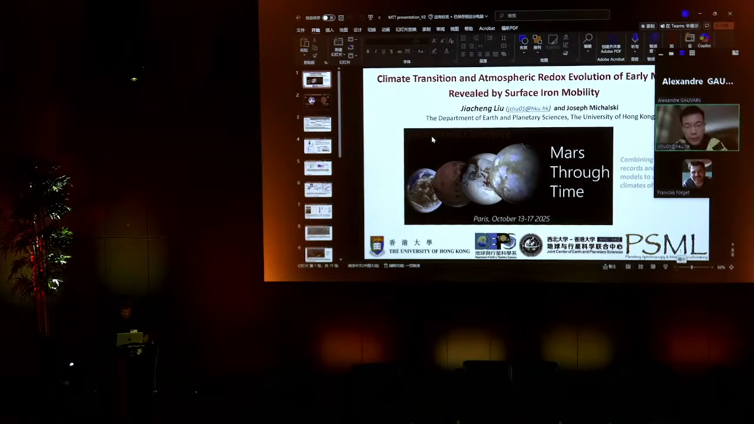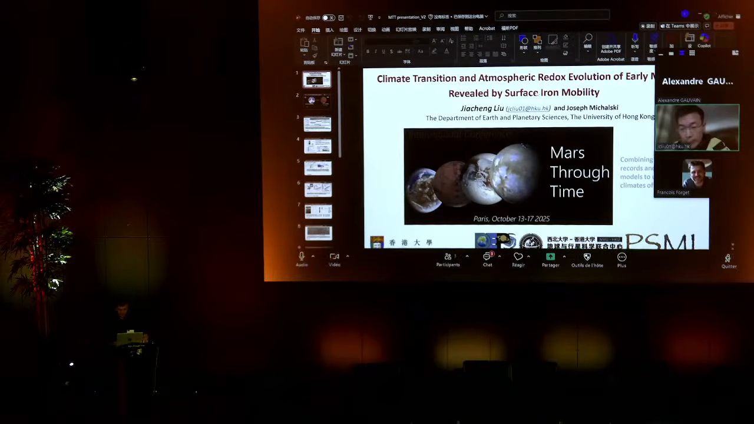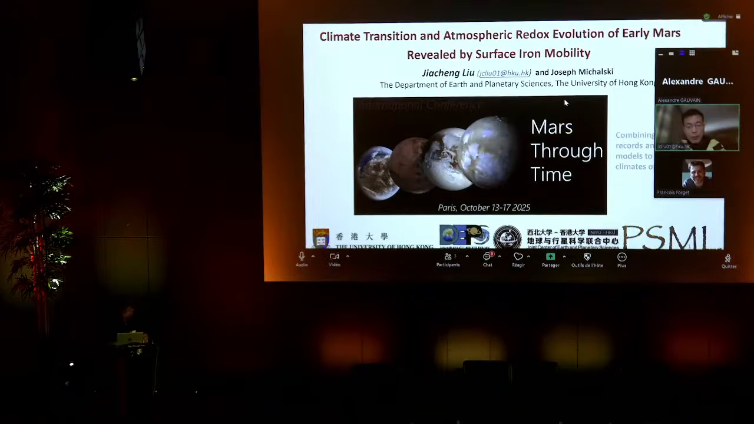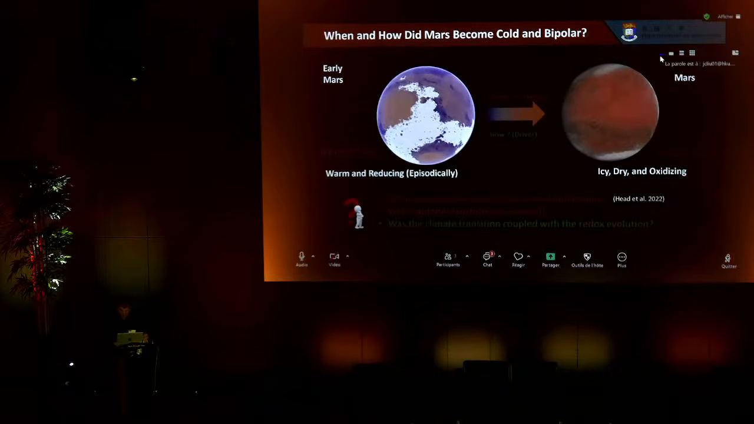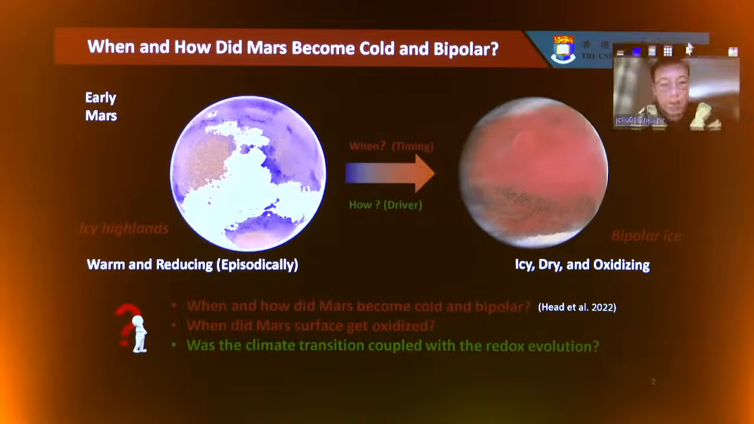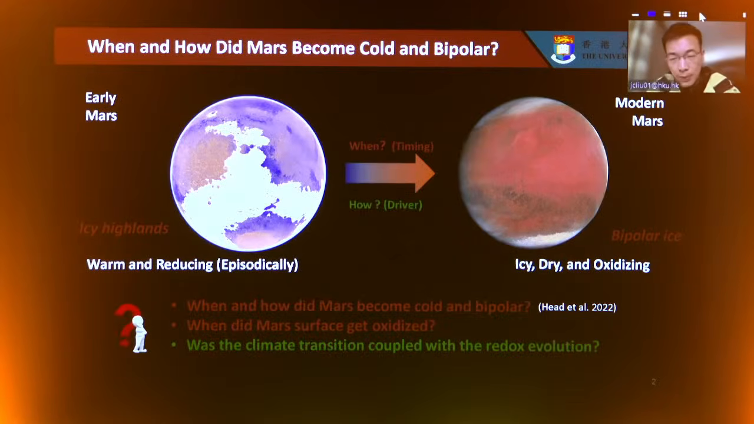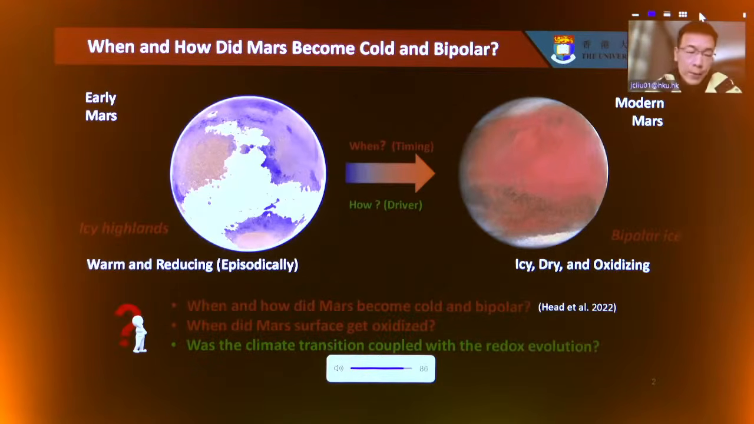This is Jiacheng Liu from the University of Hong Kong. My work is about climate transition and atmospheric redox evolution of early Mars revealed by surface iron mobility. The basic scientific question is when and how Mars became cold and bipolar. We know early Mars was characterized by icy highlands, but present Mars has bipolar ice caps. The key questions are when and how Mars became cold and bipolar, when the Mars surface got oxidized, and whether the climate transition was coupled with the redox evolution.